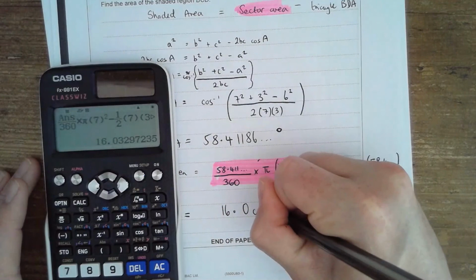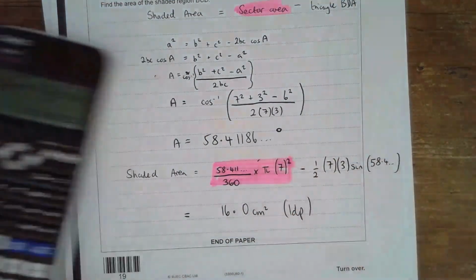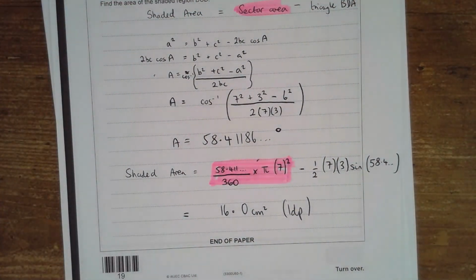I get the answer 16.0 centimeters squared to 1 decimal place. Just going to check that's right in the mark scheme. It's quite a tricky one, that was not easy. Yeah, that's the correct answer.